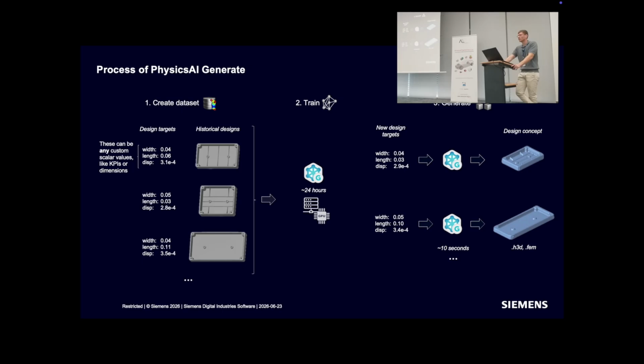And when deploying the Physics AI Generate model, we simply set our new design targets. Then within 10 seconds, Physics AI Generate generates a new design concept for us that essentially respects the design requirements, the design targets that we have defined.